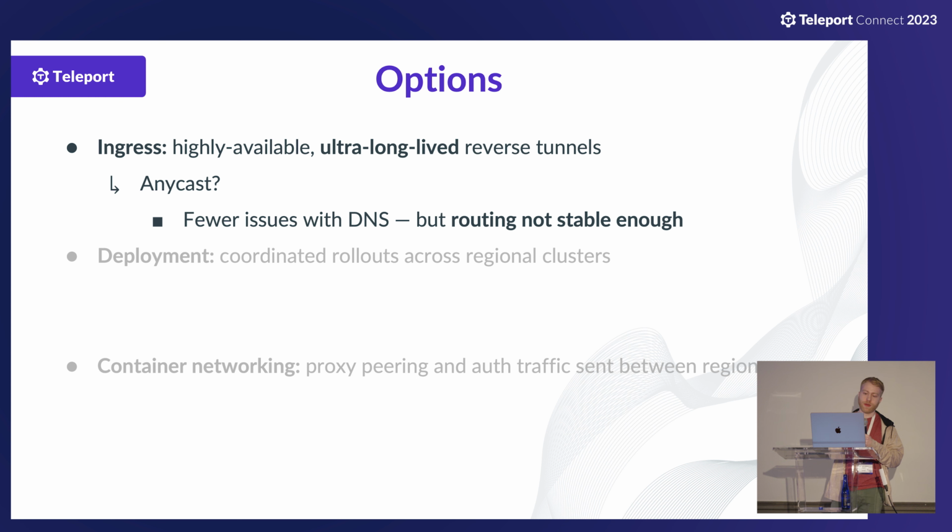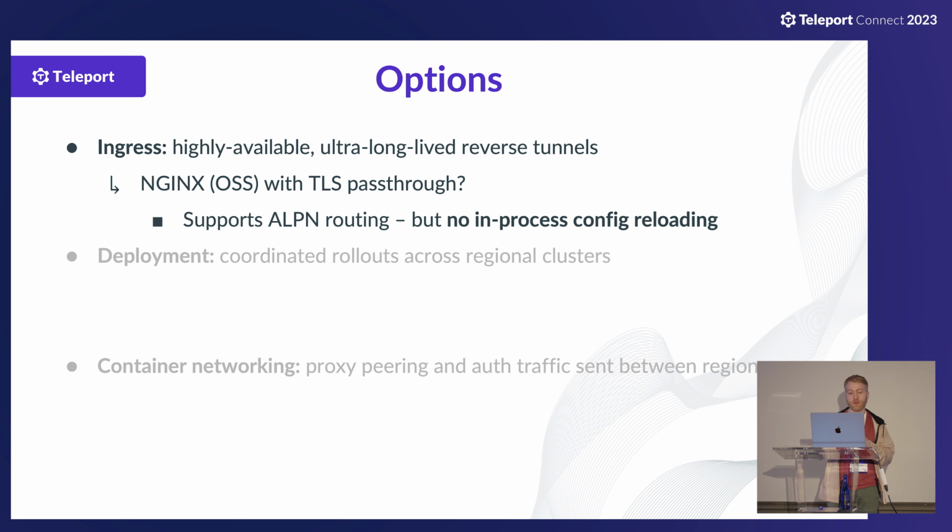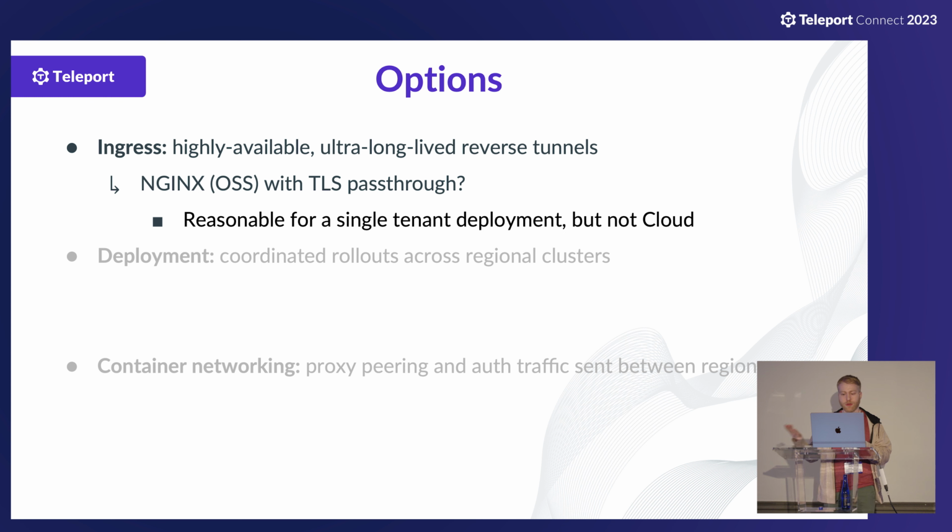A lot of configurations of Teleport use Nginx, not as a terminating load balancer, but with TLS pass-through. And we didn't end up going with this for cloud because to make changes to that configuration, you end up with a lot of instances of Nginx that are managing old connections, which inflates memory usage. It doesn't really support in-process configuration reloading. It supports ALPN routing, which Teleport uses to distinguish different protocols that are connecting to the same port, which is a key feature that's important.